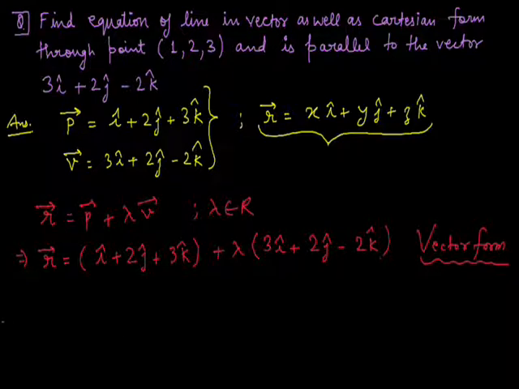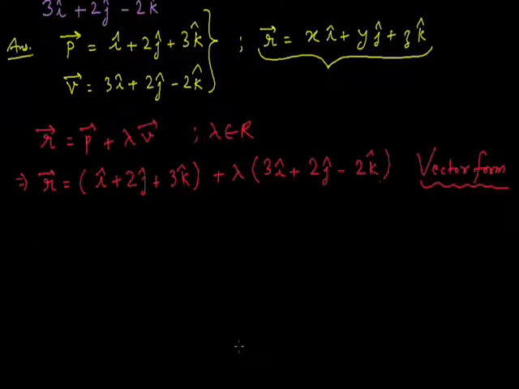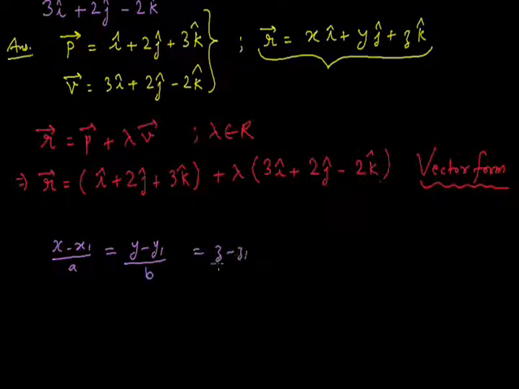For writing down the Cartesian form, we need to put the values of R, P and V and then equate the coefficients of i, j, k. So it will reduce to (x minus x1) upon a equals (y minus y1) upon b equals (z minus z1) upon c. Now here the point P is (1, 2, 3).